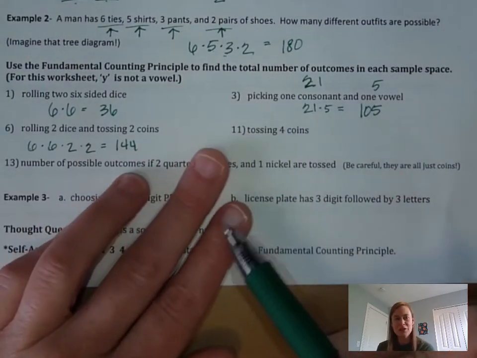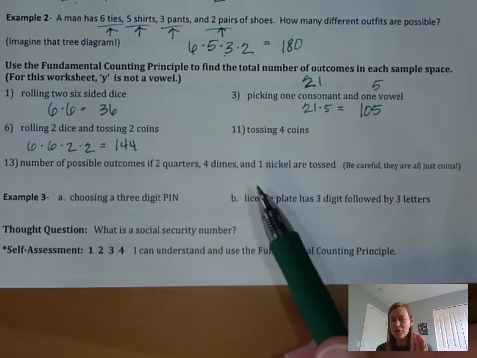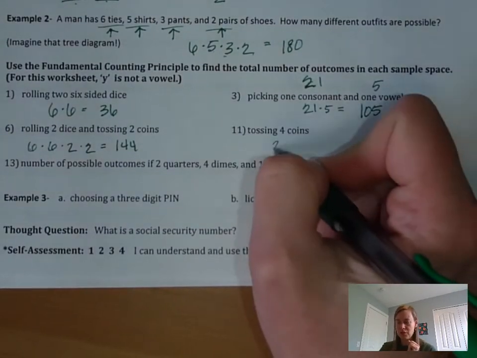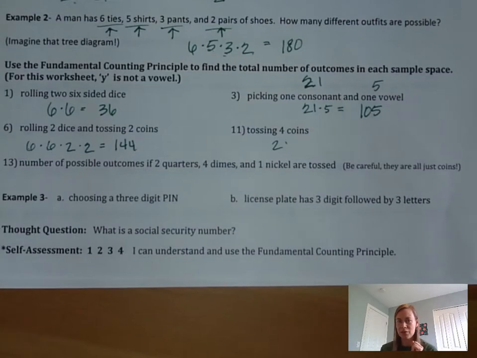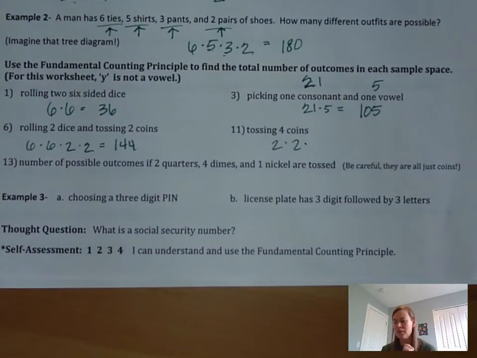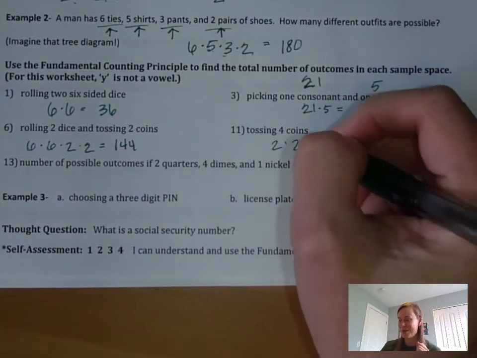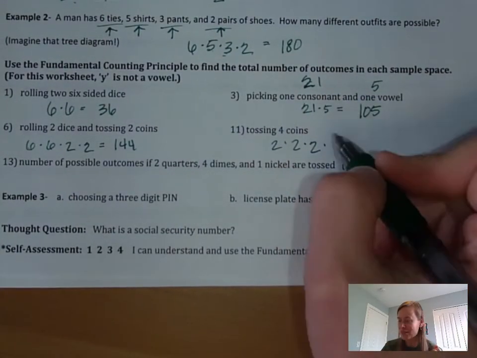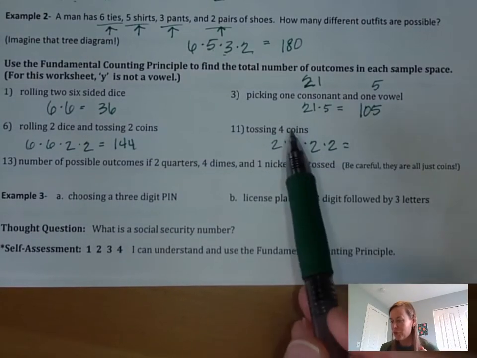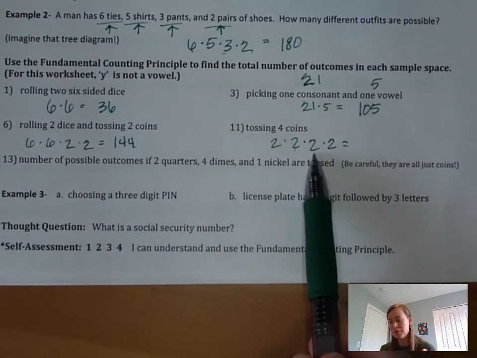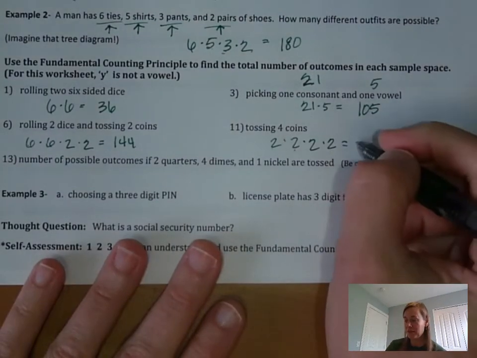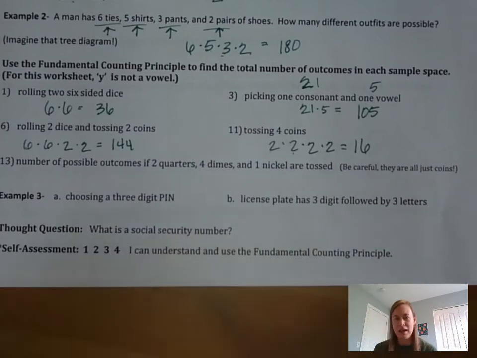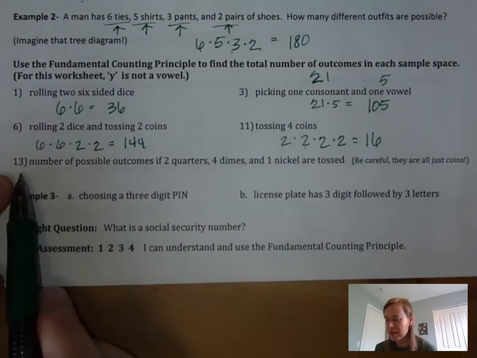What do you think on number 11, tossing 4 coins? So you have 4 different coins. How many different possible outcomes for that first coin? 2. How many different possible outcomes for the second coin? 2. How many outcomes for the third coin? 2. Still heads and tails, right? And for the fourth coin, it's still just heads or tails, so it's still 2. So for tossing 4 coins, 2 times 2 is 4, times 2 is 8, times 2 is 16. 16 possible outcomes.